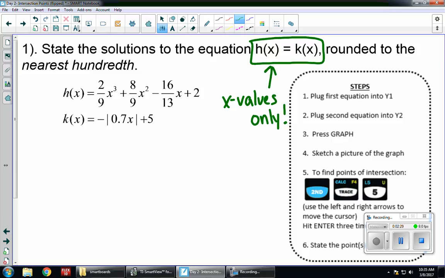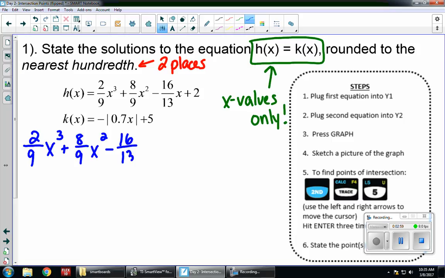And remember, rounding to the nearest hundredth, you want to round at the end. Nearest hundredth is 2 places. So h of x is given to us, it's this long polynomial function, and k of x is given as an absolute value function. They want to know the solution when they equal each other. So 2/9 x cubed plus 8/9 x squared minus 16 over 13 x plus 2 equals negative the absolute value of 0.7 x plus 5.